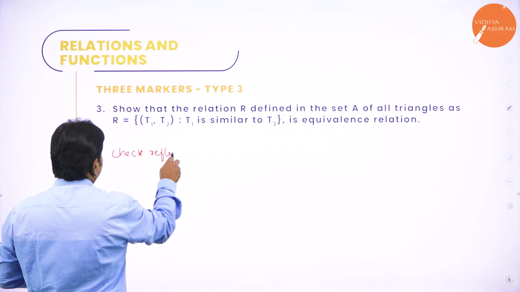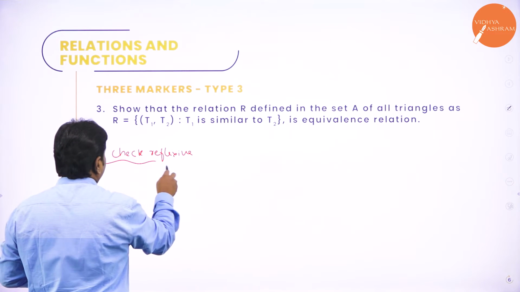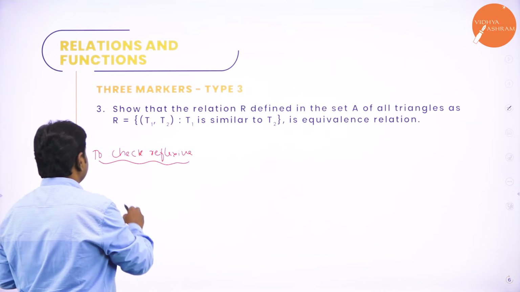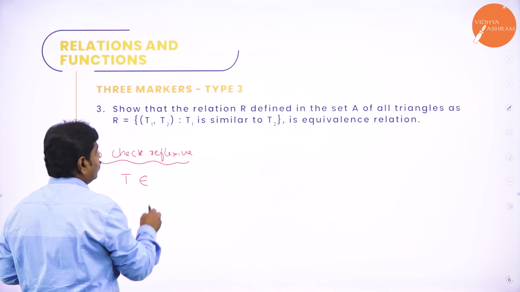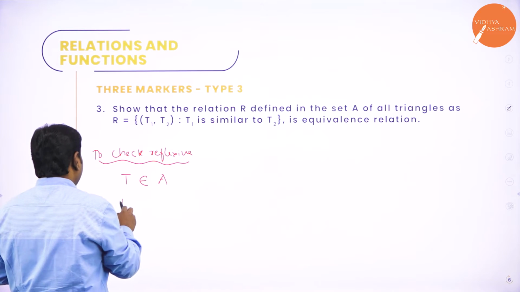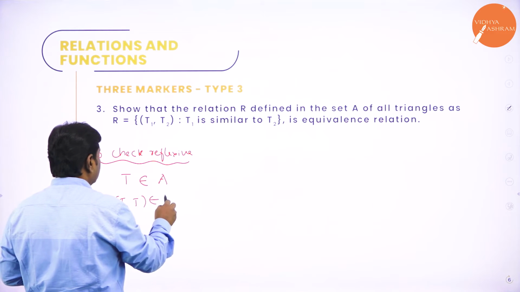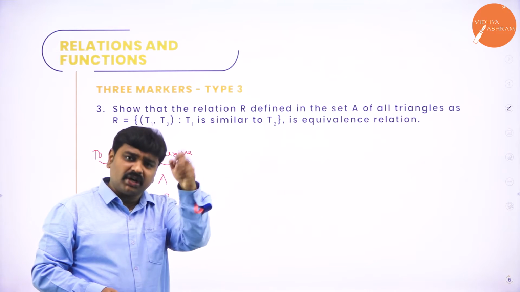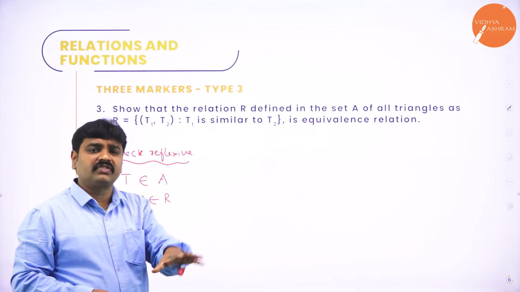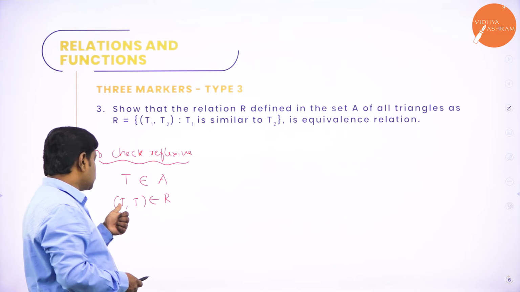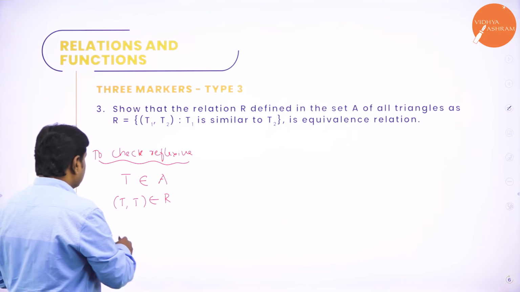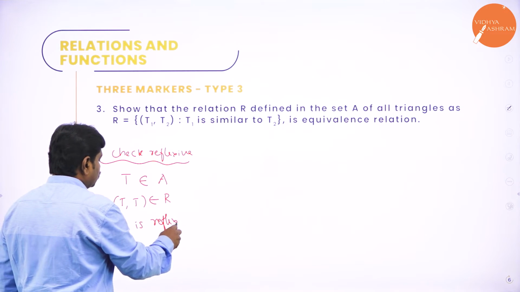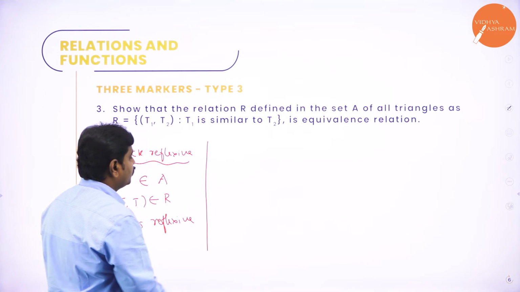reflexive. See, all of you know, every triangle is similar to itself, so I can clearly say T belonging to the set A, T comma T belongs to R. Do you agree or not? Why? Because every triangle is similar to itself. Triangle ABC is similar to ABC. PQR is similar to itself. So T is a triangle in the set. It is similar to itself. So T comma T belongs to R. Therefore R is reflexive.